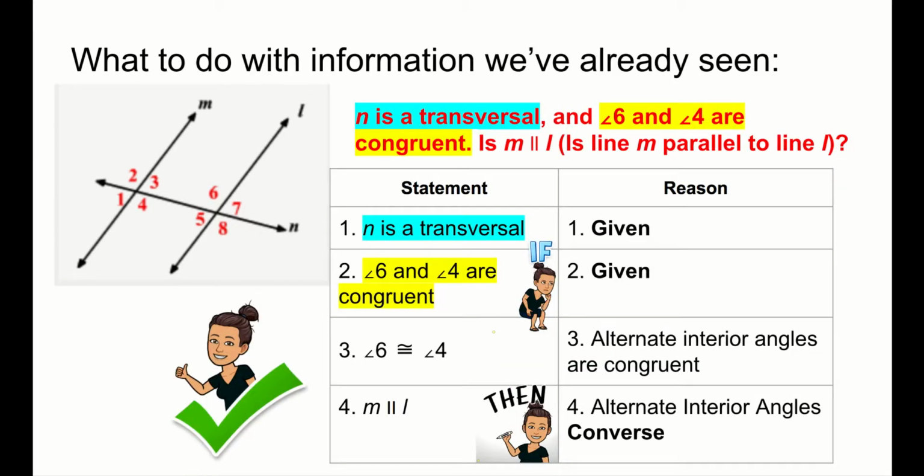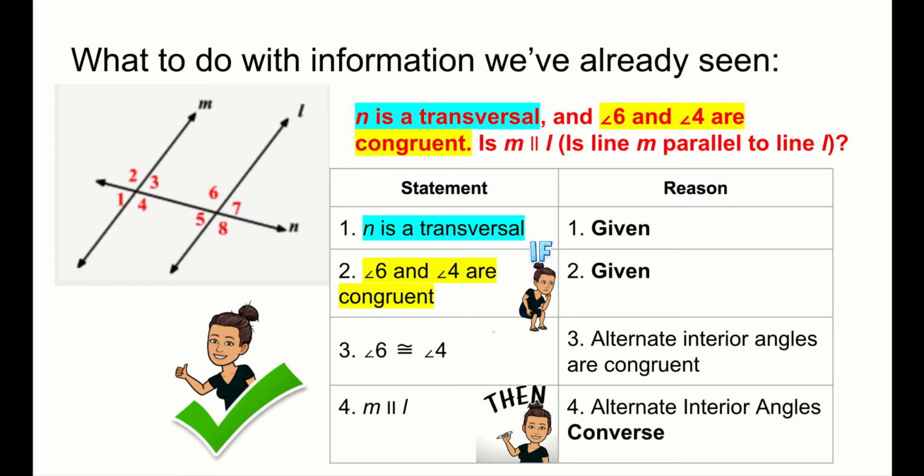So what to do with information that we've already seen? We've seen something like this. So I'm just going to transform this into a two-column proof for you. Anything that you're told in the problem is called a statement. And the reason that you're told it is because it was given to you. So N is a transversal. That's given. And angle 6 and angle 4 are congruent. That's given.